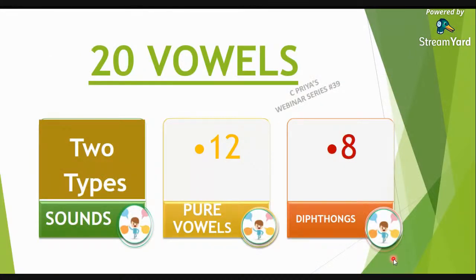Now we shall go to 20 different vowels. We shall learn 20 different vowels. The vowels are categorized into two different types. The 20 sounds are categorized into two different types. The first is pure vowels. It has 12 different sounds. And the second type is diphthongs. It has 8 different sounds. So let me tell you what are called pure vowels and what are called diphthongs.